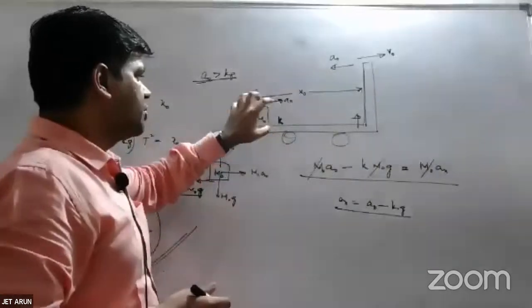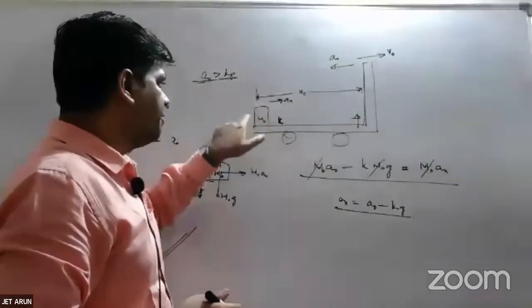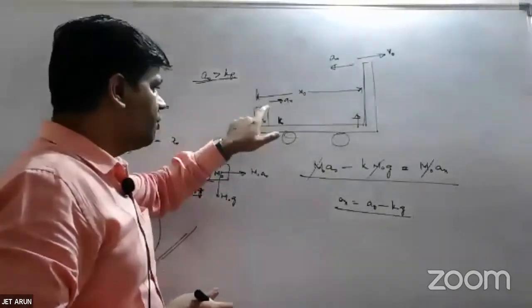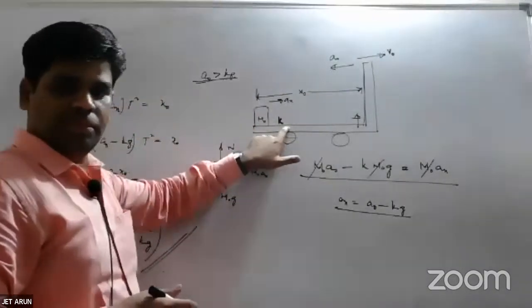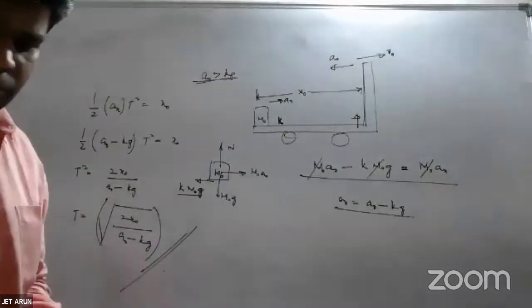Then in that case what happens? The pseudo force will not be able to beat limiting friction. So the pseudo force will be less than limiting friction. So this block will not move with respect to the truck. All right. Is this problem clear, students? Yes, sir. All right.